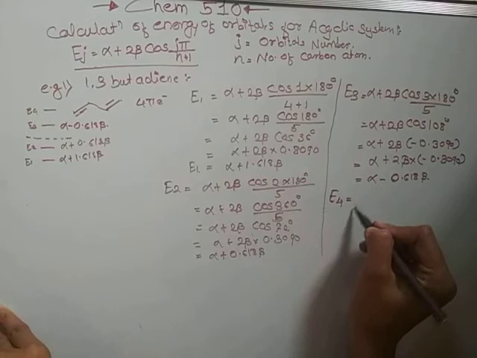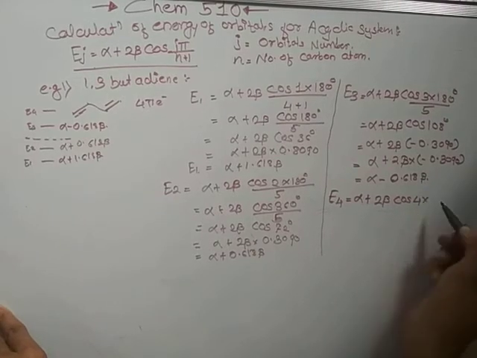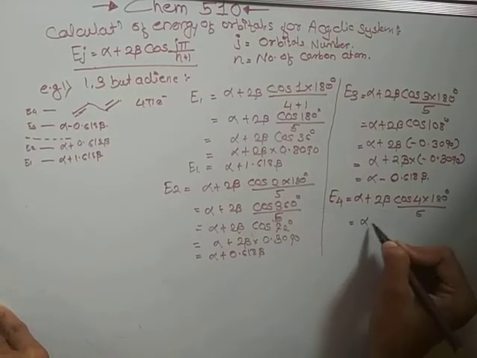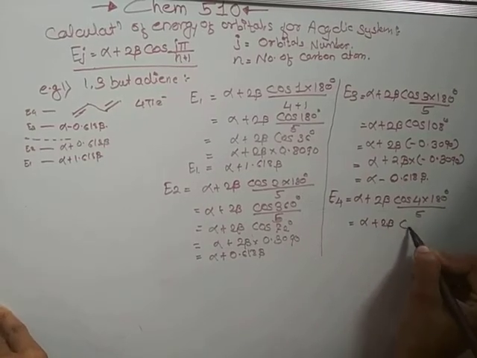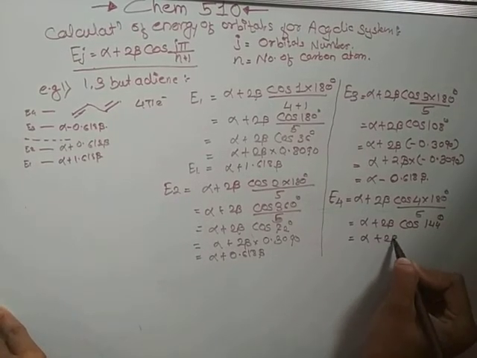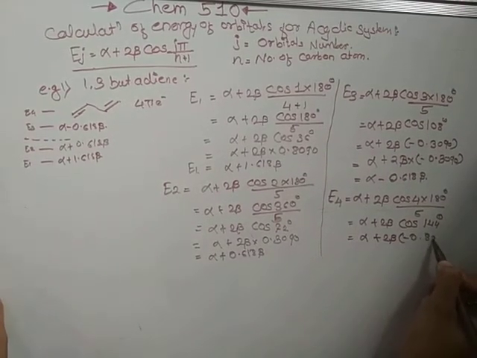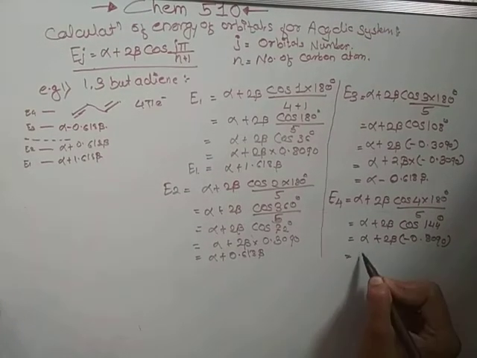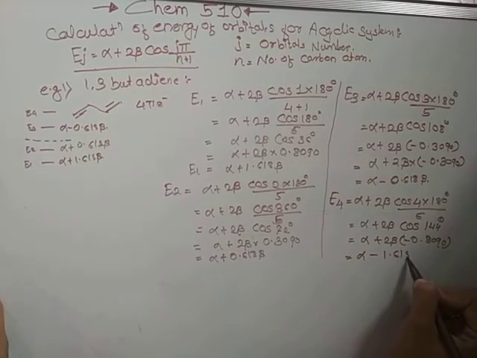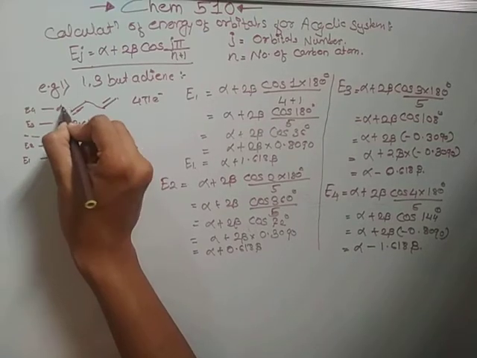Now for E4, the formula is the same, alpha plus 2 beta cos 4 into 180 degrees divided by 5. Here alpha plus 2 beta cos 144 degrees. So alpha plus 2 beta cos 144 is equal to minus 0.8090. So alpha minus 1.618 beta. So the value of E4 is equal to alpha minus 1.618 beta.